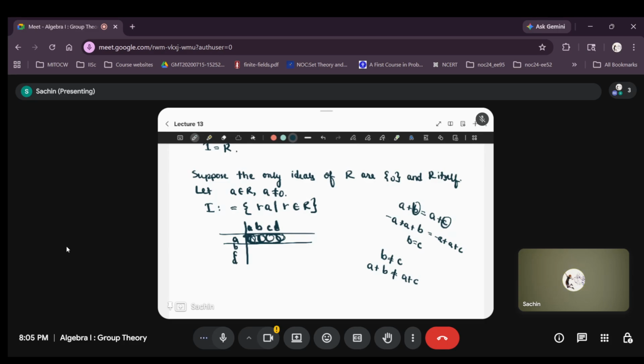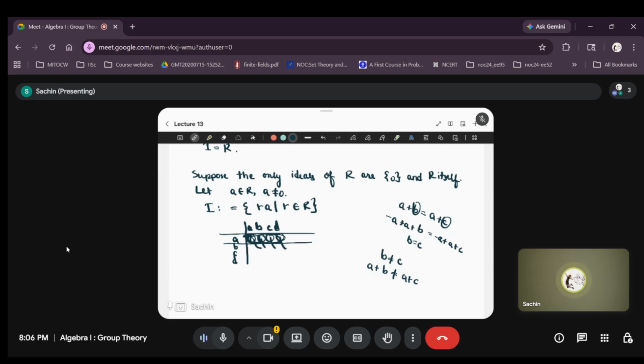No. If every element of the group occurs once in each row, that row is the group itself, right? It's just some rearranged version of the group, that's all. So if you add some element of the group to every other element of the group, you will get back the group itself. That is because of the existence of additive inverse.